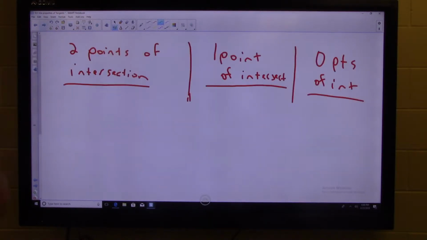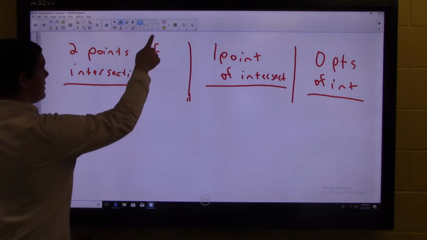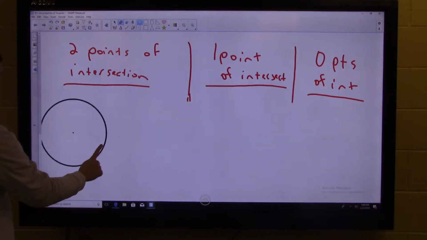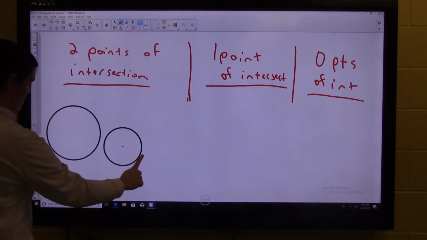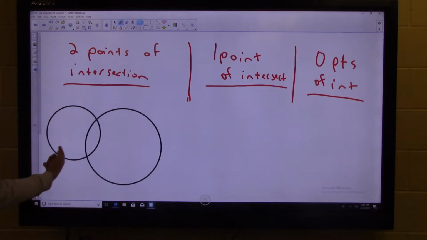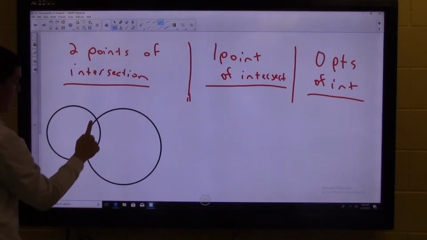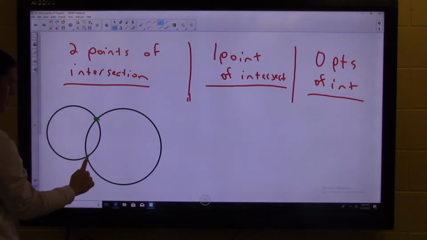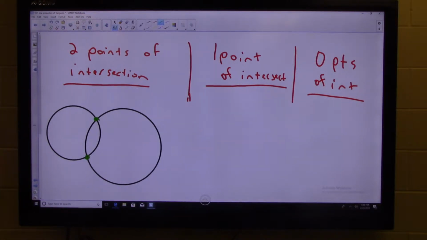So let's keep going. Like I said, there's 3 different ways that circles can intersect. They can intersect at 2 points. This is how you draw this. There, there. Those are the 2 points where they're intersecting. So draw something like that.